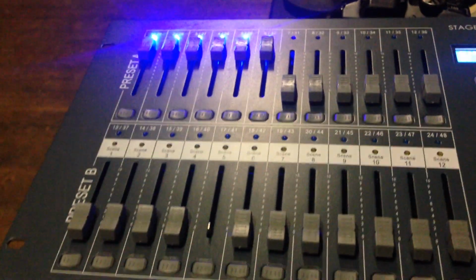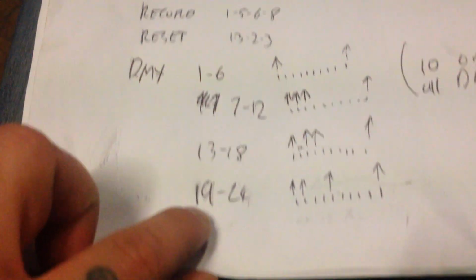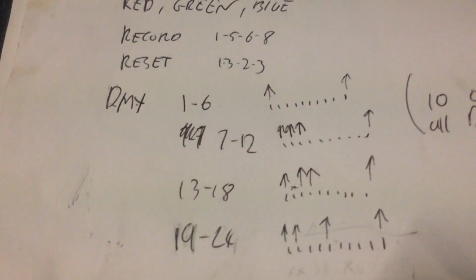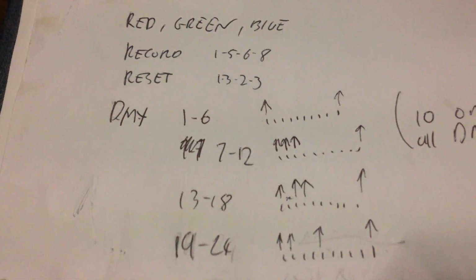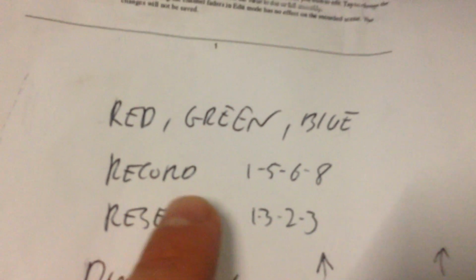What you do need to worry about is dip switch configuration. So I've got 4 lots, 24 channels, 4 different lots of 6. So you need dip switch configurations for 1, 7, 13 and 19. That's because there's 6 channels each. And if you put DMX dip switch calculator into a search engine, you'll find loads of cool little programs for that. Also, just so you can look back at that, press record 1568, press reset 1323.